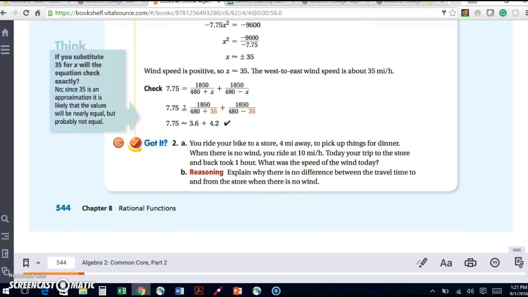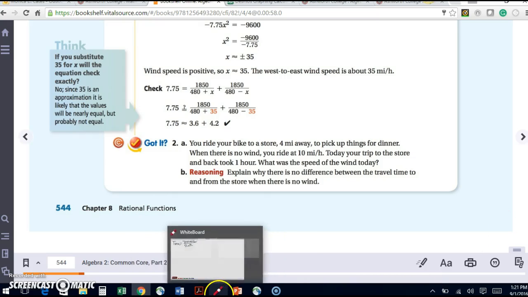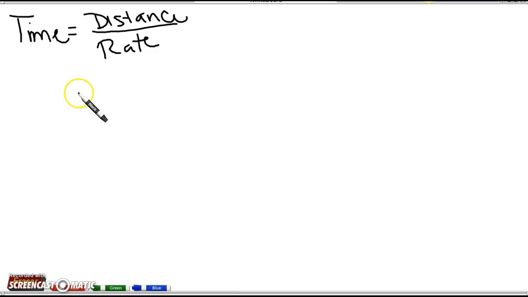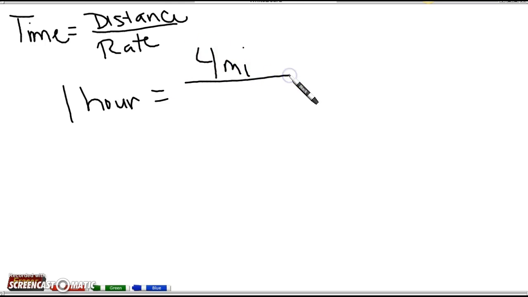It says, you ride your bike to the store 4 miles away to pick up things for dinner. When there's no wind, you ride at 10 miles per hour. Today your trip to the store and back took 1 hour. What was the speed of the wind today? Again, we are going to use the fact that time is equal to distance over rate. Our time was 1 hour. Going one way was 4 miles, that's my distance, and my rate would be 10 miles per hour plus my wind that I don't know.